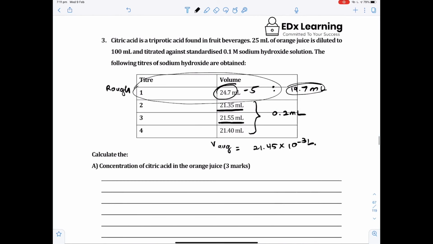So I just wanted to show you how to interpret these titration tables. Very easy. Remember, discard the first titer, even if it's concordant. Unless you've been only given 3 titers, discard the first one. Okay? And then with the remaining 3, you would average it. Usually in your exams, they'll always give you 3 concordant titers.